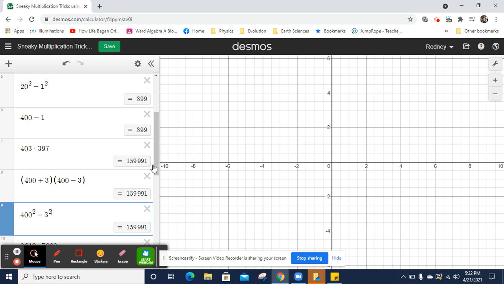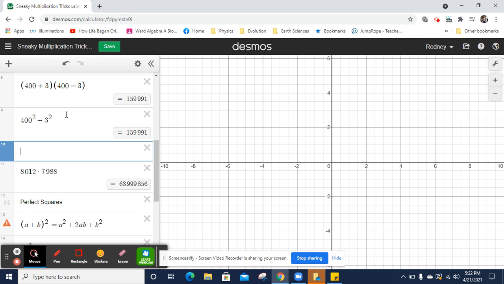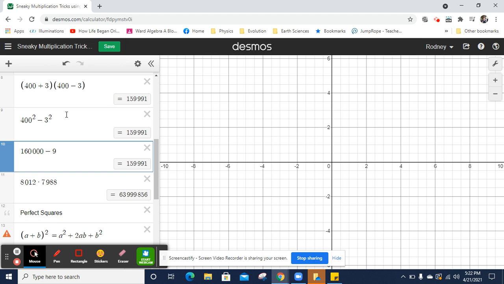I'm going to go ahead and do the math myself and demonstrate that it's really true. You can do this without Desmos, without a calculator, pretty quickly, because 400 squared is going to be 16 followed by 4 zeros: 1, 2, 3, 4. Then I'm going to subtract 3 squared, which will just be minus 9. I'll just take 9 away from 160,000 and I'll end up with 159,991, and that is exactly what I got here.